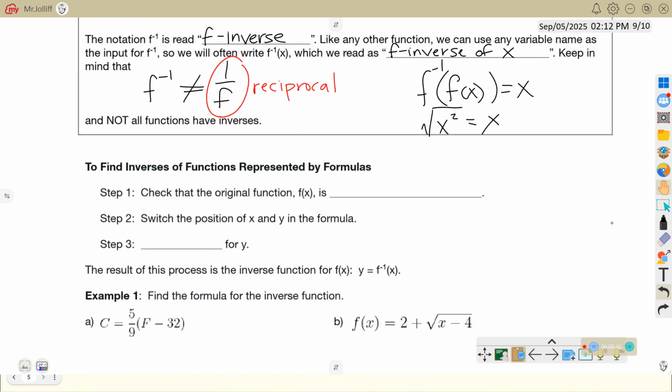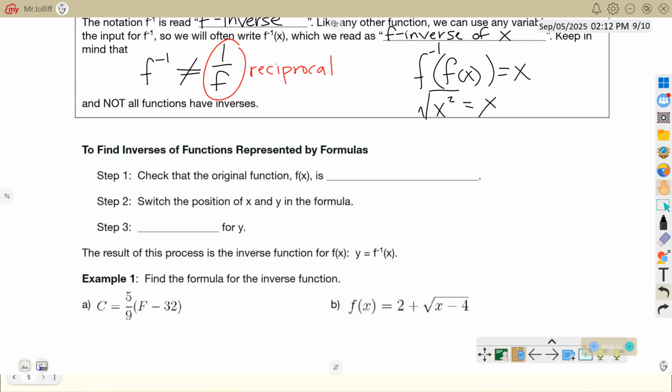All right, the process, and then some examples. First process. In that box, the very first thing you wrote down was 1 to 1. We need to check that our original function is a 1 to 1 function. How do we do that? We use the horizontal line test. Good.